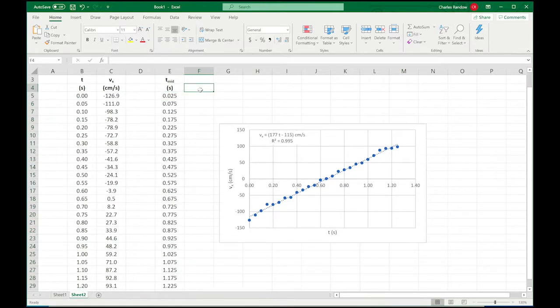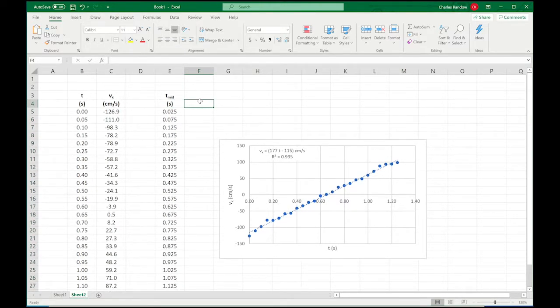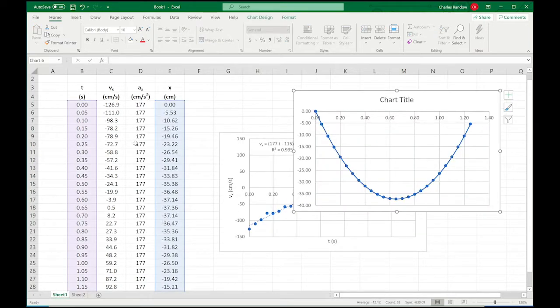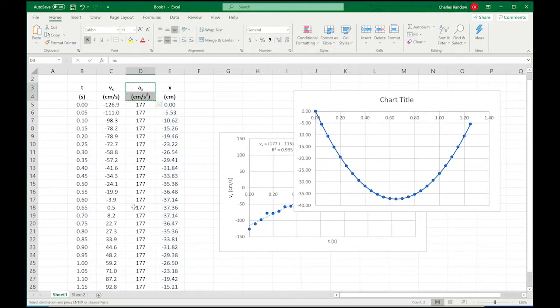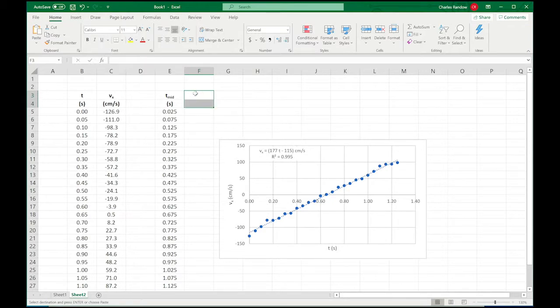So I'll center that as well. Now, to take the derivative, again, I want to calculate the slope. So I'm going to put in an equation here for slope. Just to save time, I'm cutting and pasting in the heading.